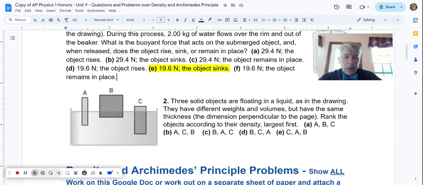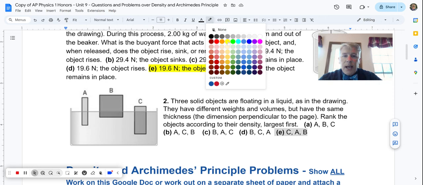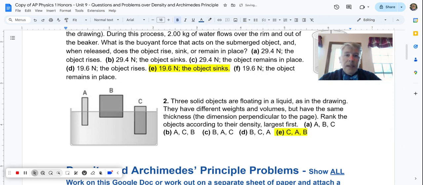So if we're looking for the largest first, that would be C. Next up is A, and it's only the depth. I don't care about the width of it, it's only the depth that's in there. And then B is actually the least dense. So we're looking for CAB. CAB looks like another E down here. Highlight that, but bam. I hope that helps.